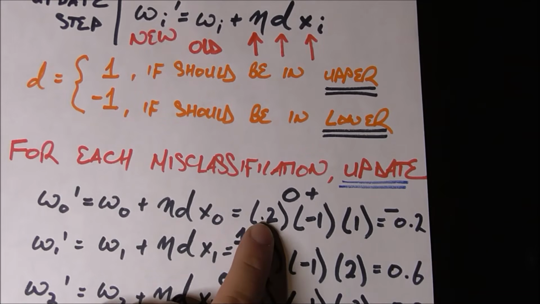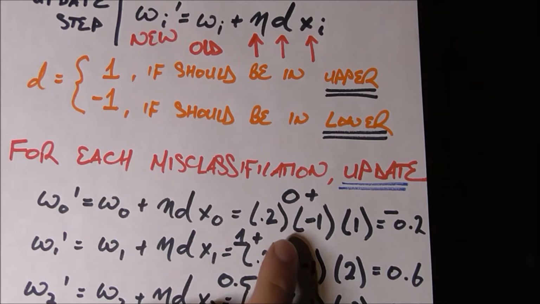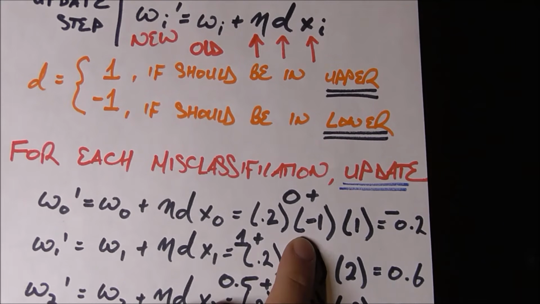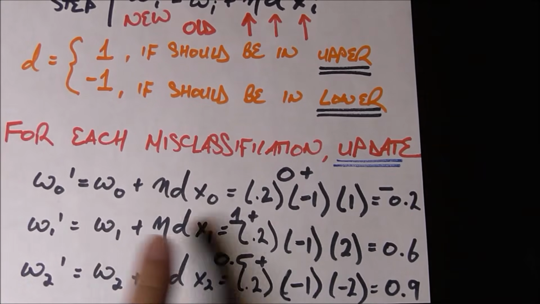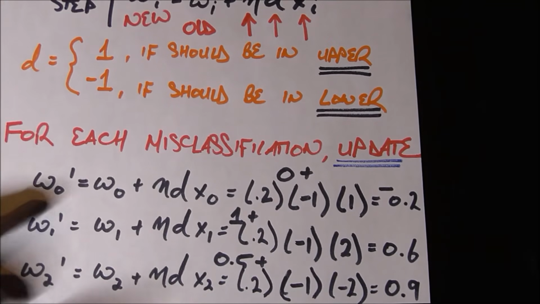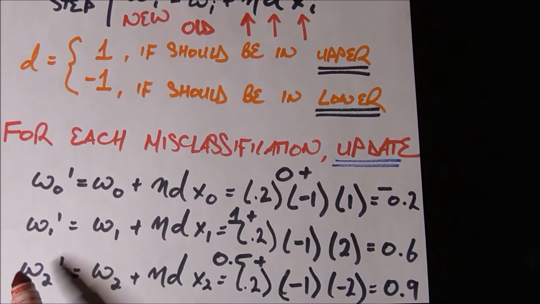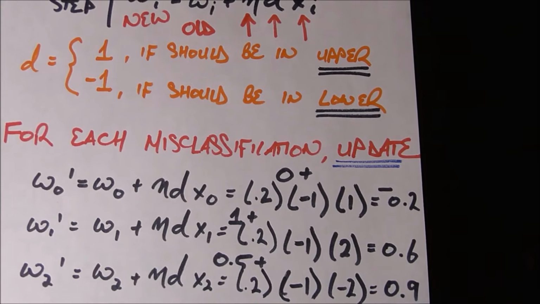Plus nu, the learning rate, I've set as 0.2, okay? You can set it higher or lower if you want. Remember the trade-off. D, which is minus 1, right? Because we want it to be in the lower set. And then x naught. X naught is, of course, always 1. When I do all that, I get my new omega naught prime is negative 0.2. I do the same parallel calculations. I get my new omega 1 prime is 0.6. My new omega 2 prime is 0.9.